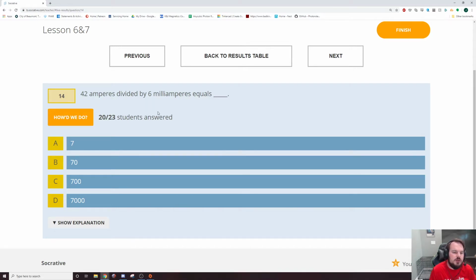Alright, 42 amps divided by 6 milliamps is 7,000. So, milliamps, this is just a division problem. It's not a real math, or it's not like a real circuit problem.